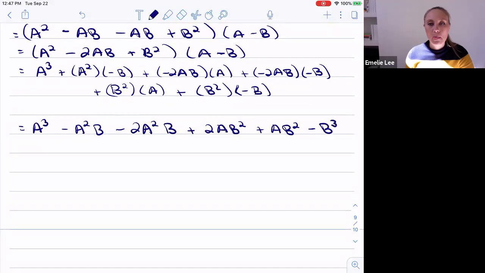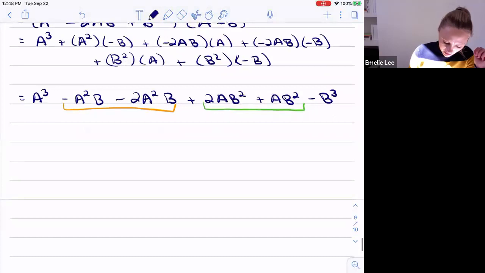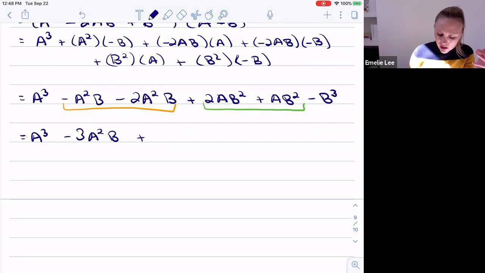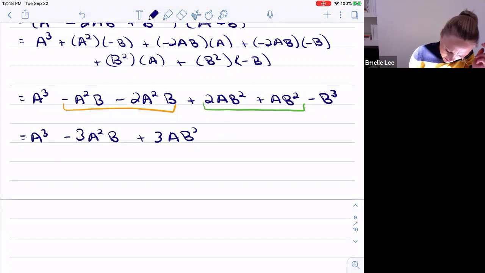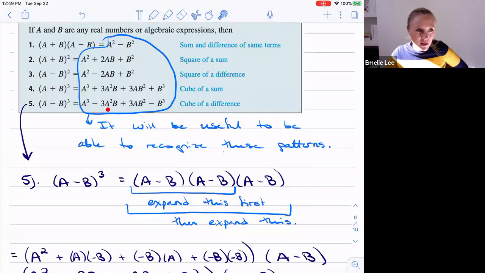Okay, it's looking better. Collecting like terms, I've got an a to the 3. There's no other a to the 3s, so that's on its own. a squared b and a squared b, these I collect as like terms, and then ab squared and ab squared can get collected. These are like terms, and these are like terms. And then the b to the power of 3 is just on its own. So I get a to the power of 3, negative a squared b minus 2a squared b, so that's essentially negative 1 minus 2, so that's negative 3a squared b, plus 2ab squared plus ab squared is 3ab squared, minus b to the 3, which should be what we have here. A to the 3 minus 3a squared b plus 3ab squared minus b to the 3.